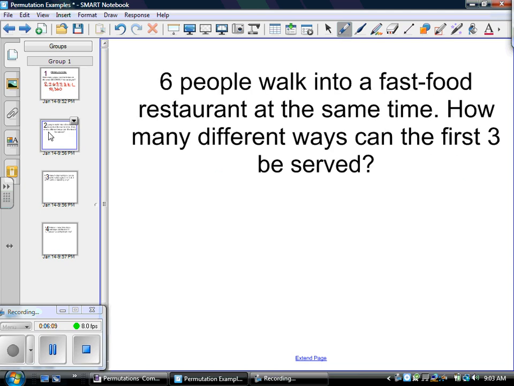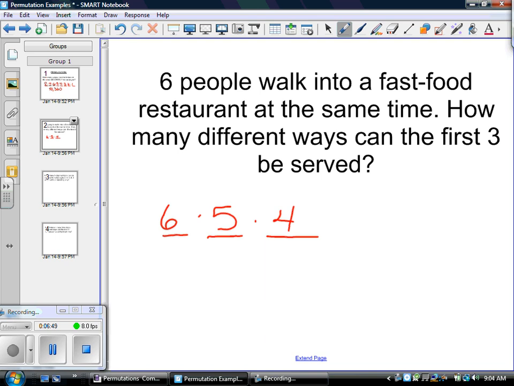We have 6 people that walk into a fast food restaurant at the same time. How many different ways can the first 3 be served? So in this case, we have a problem where 6 people are walking in. We want to know the order of the first 3 people being served. So we are only going to have 3 positions to fill here. The person that is served first, the person that is served second, and the person that is served third. In this case, the number of people that could potentially be served first are 6, because there are 6 people that walked in. If the first person is then served, we're down to 5 people to serve in the second one, and 4 in the third.